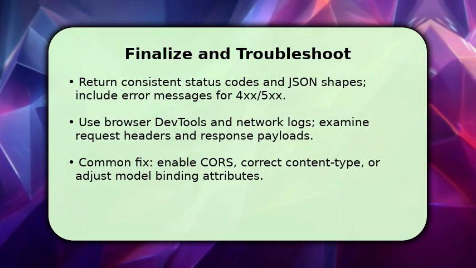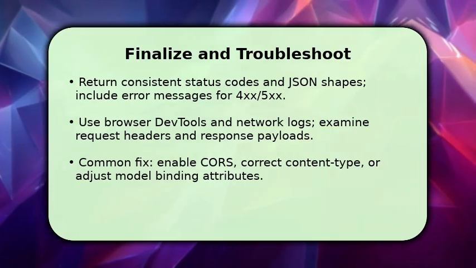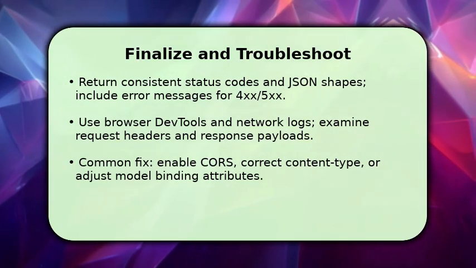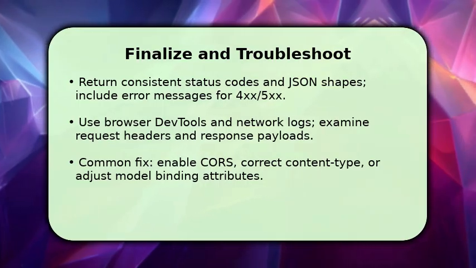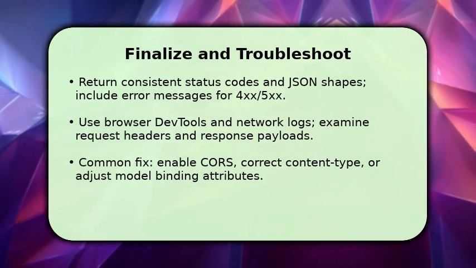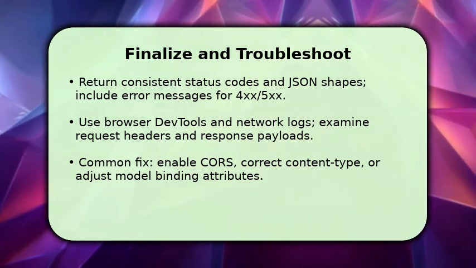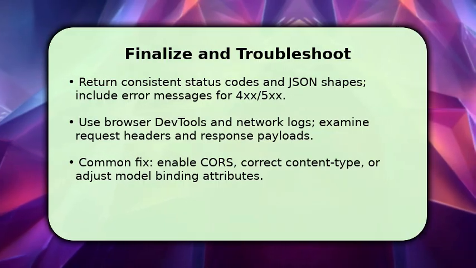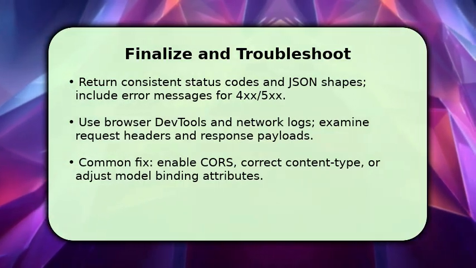If things fail, first check DevTools network. Confirm the request URL, method, headers, and payload. If you see CORS or 415 errors, enable CORS on the server. Set content type to application/json and ensure model binding attributes like [FromBody] match the client.